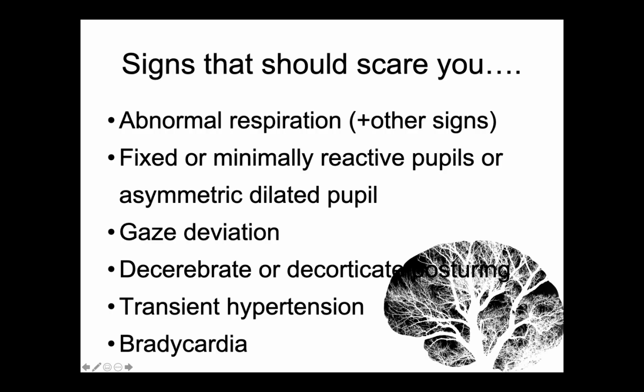Some worrisome findings: clearly abnormal respiration. Cheyne-Stokes respiration, for example, can be one concerning finding with intracranial pathology. Do they have fixed or minimally active pupils, or asymmetric? It's important to consider any baseline pupillary abnormalities. Gaze deviation, posturing, and finally the Cushing's type vital signs.